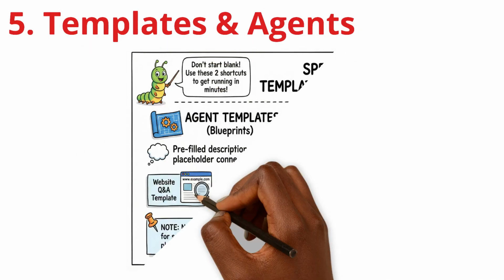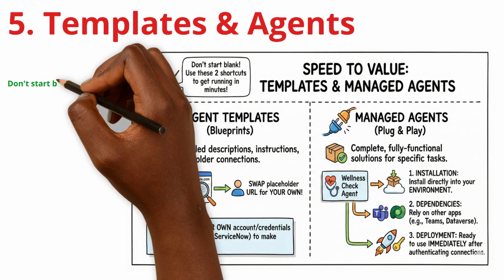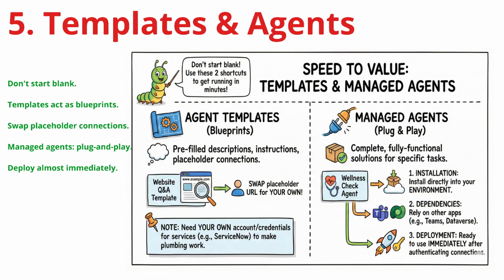You don't always have to start with a blank page when building an agent. Microsoft gives us 2 great shortcuts to speed things up and get running in minutes. On the left, we have agent templates. Think of these as blueprints. They come pre-filled with descriptions, instructions, and placeholder connections. For example, with a website Q&A template, you simply swap out the placeholder URL for your own site. Just note that you still need your own credentials for any services it connects to, like ServiceNow, to make the plumbing work.